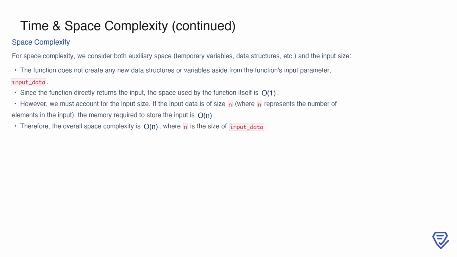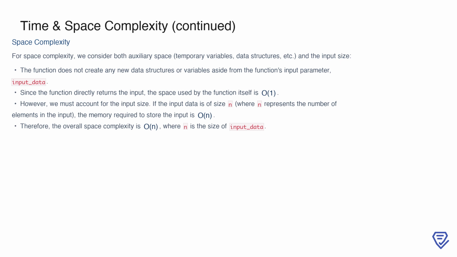When evaluating the space complexity, we consider both the auxiliary space used by the function and the memory required to store the input. In this case, the function does not create any new data structures or temporary variables beyond the input parameter, input_data. This means the auxiliary space usage is O(1), or constant space. However, we must also account for the input itself. If the input size is n, then the memory required to store the input is proportional to n, leading to a space complexity of O(n). So, while the function itself uses minimal additional memory, the overall space complexity is determined by the size of the input, which is O(n).